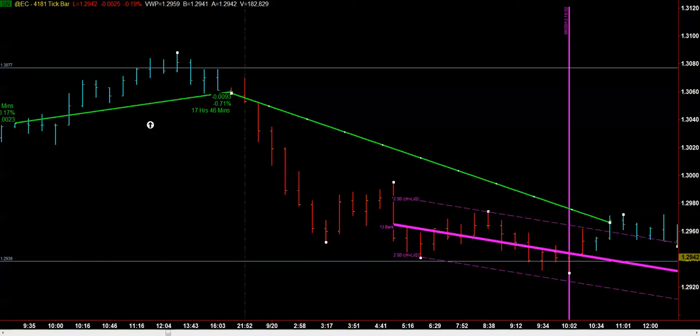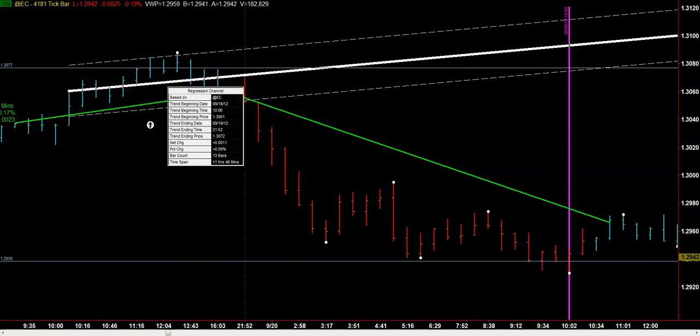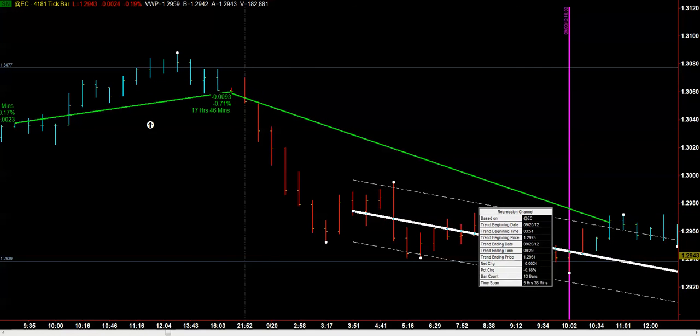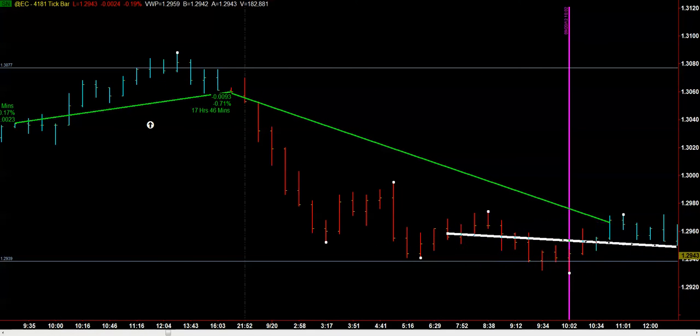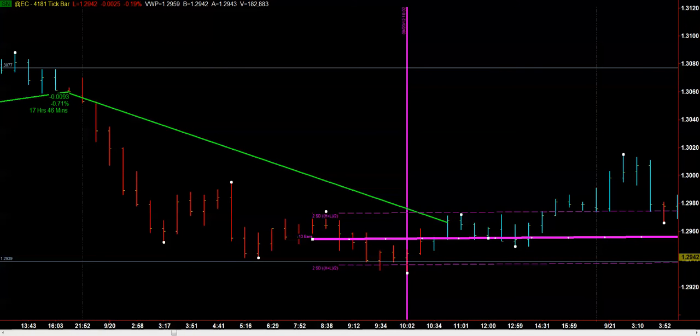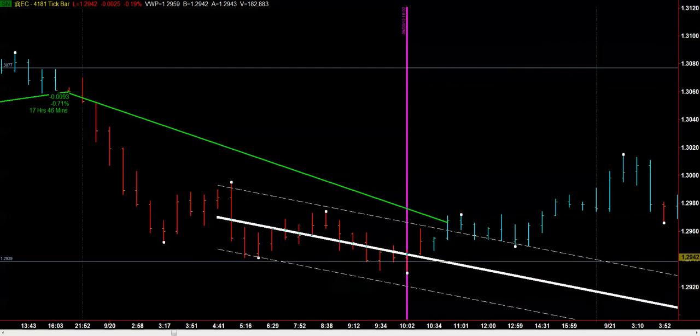Now, with the old system, we would not have really got our entry until somewhere around here, okay? And then we would not have got our exit till around here. So this is definitely more efficient because we're exiting on an angle.